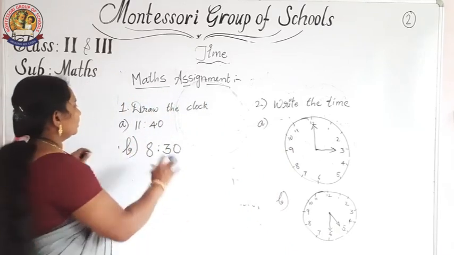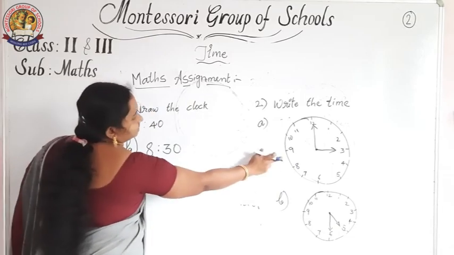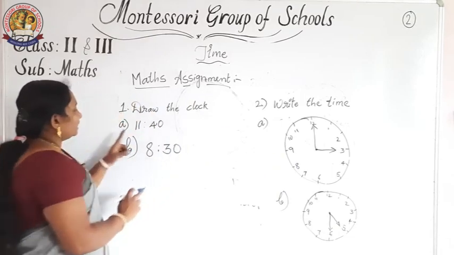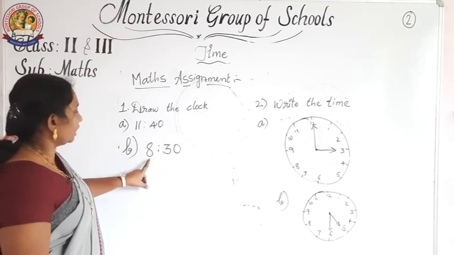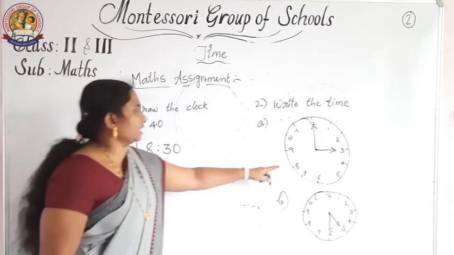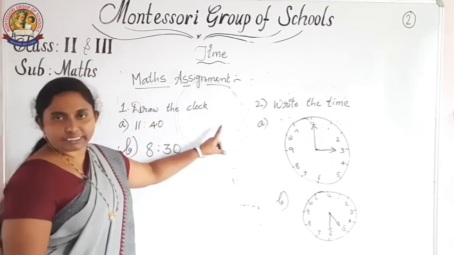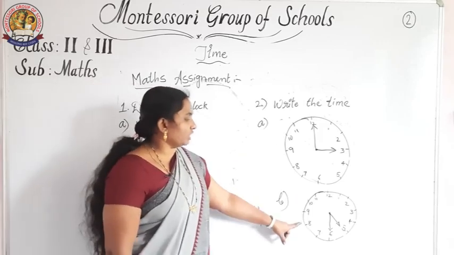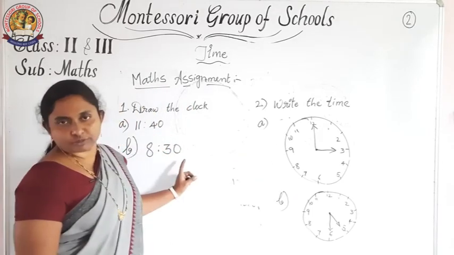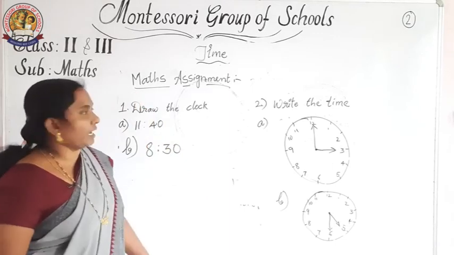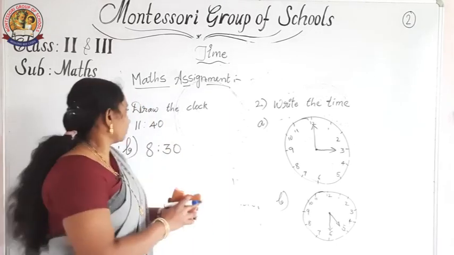Okay, so these are 4 assignments. You can draw the clock as it is. Likewise you can write the minute hand and short hand. Here also these two, draw the clock and show the time, and here I already drew the clock and you can write the time. Okay, understood? This is today's maths assignment. Okay, thank you.